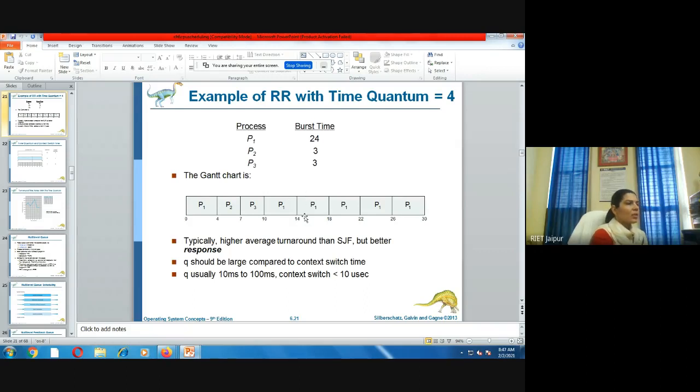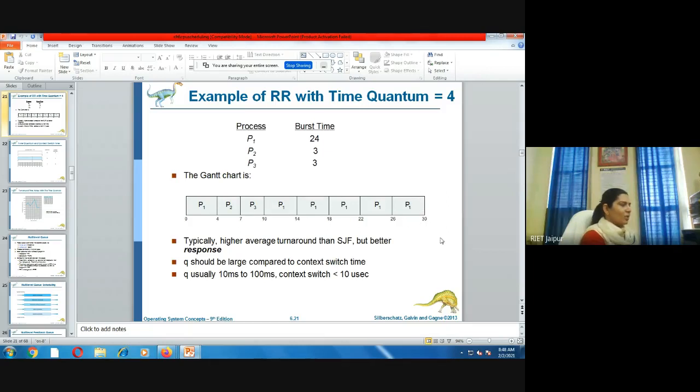At 18, again P1 is there, so 18 plus 4 is 22, 22 plus 4 is 26, and 26 plus 4 is 30. You can match that: 24 plus 3 plus 3, the total is 30 only. So this matches. So here you can say that the number of context switches is 1, 2, 3, 4, 5, 6, 7. Seven context switches are there in round robin scheduling.